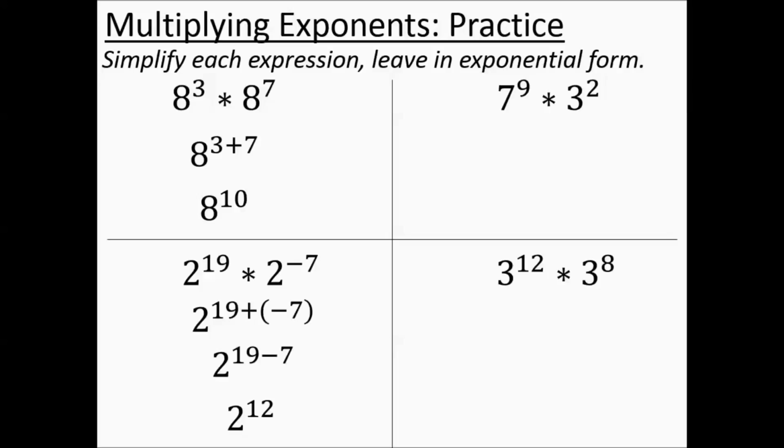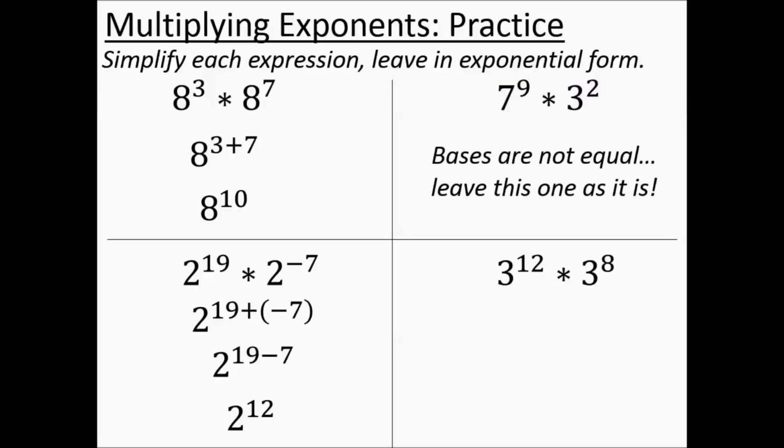You're done. 7 to the 9 times 3 to the 2nd. We can't do anything with them. They don't have common bases. So for this last one, we have 3 to the 12th times 3 to the 8. They do have the common base. We can do 3 to the 12 plus 8. And there you go, 3 to the 20.